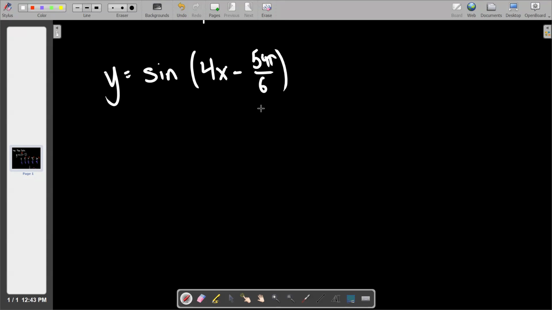And it's very easy for you to say that the phase shift is right 5 pi over 6, but it's actually not. The reason for that is because as the phase shift happens and as the graph gets pushed to the right, it's also being shrunken by a factor of 4, or divided by 4. And there's really no words I can have.